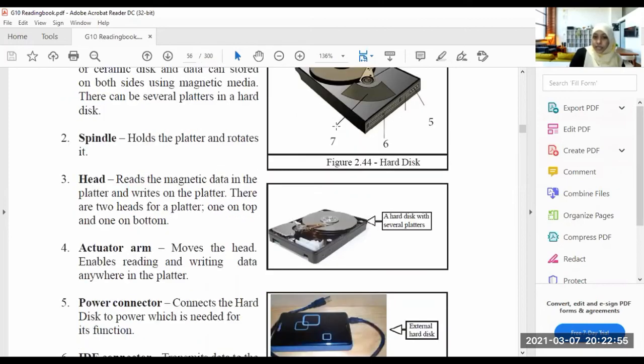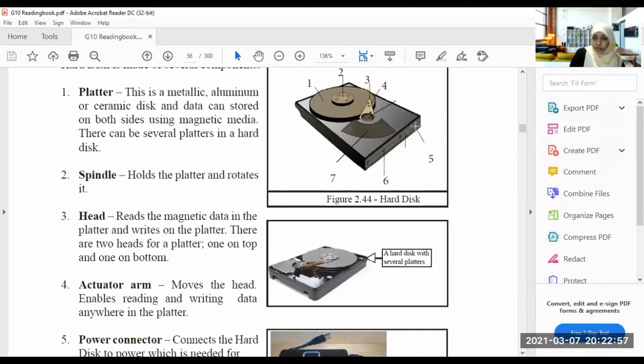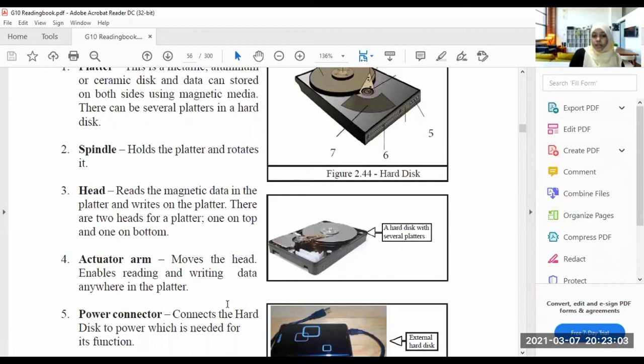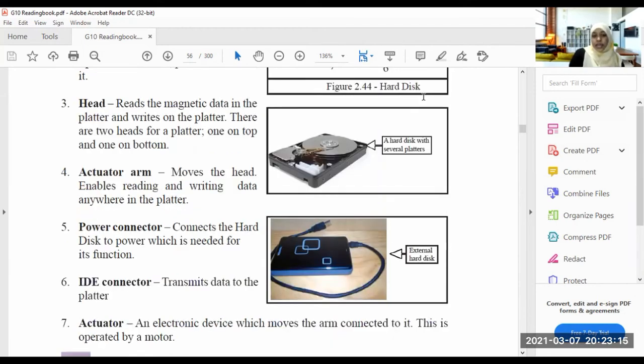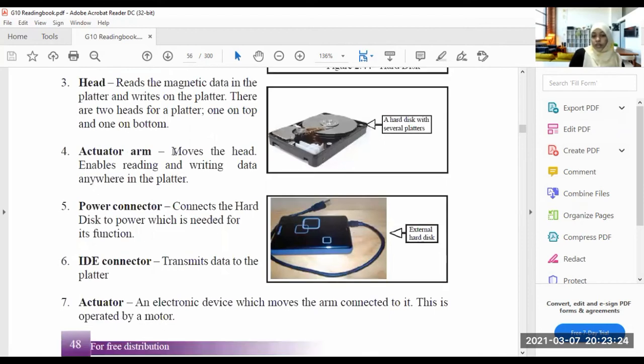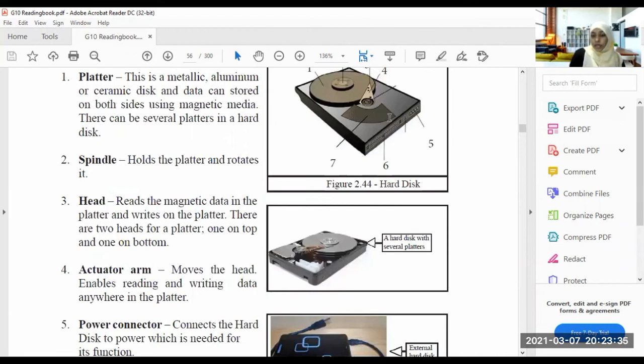Next one is the power connector, the fifth one. It connects the hard disk to power, which is needed for its function. Whatever power the hard disk needs is provided by this power connector. Next one is the IDE connector. The IDE connector transmits the data to the platter. And the actuator is an electronic device which moves the arm connected to it, operated by a motor.